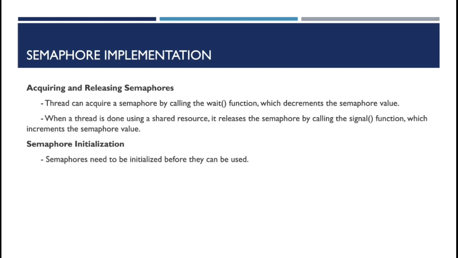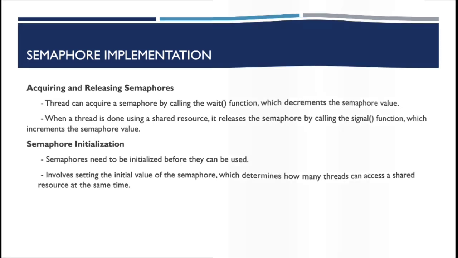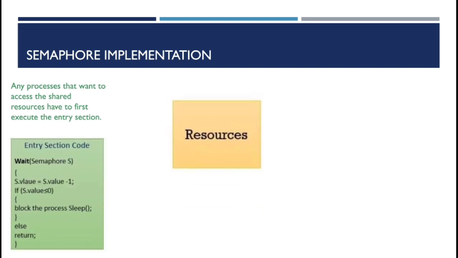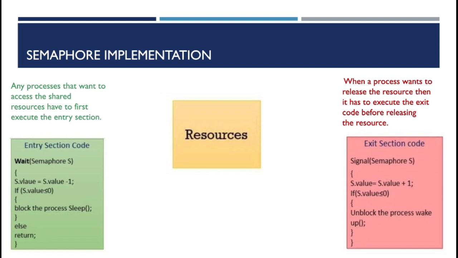Let's see about semaphore initialization when implementing semaphores. Semaphores need to be initialized before they can be used. It involves setting the initial value of the semaphore, which determines how many threads can access a shared resource at the same time. Any process that wants to access the shared resources has to first execute the entry section, where the wait operation decrements the value of the semaphore. If the value of the semaphore is 0, that means all the resources are in use, and from now on the process trying to execute the entry section would be blocked.